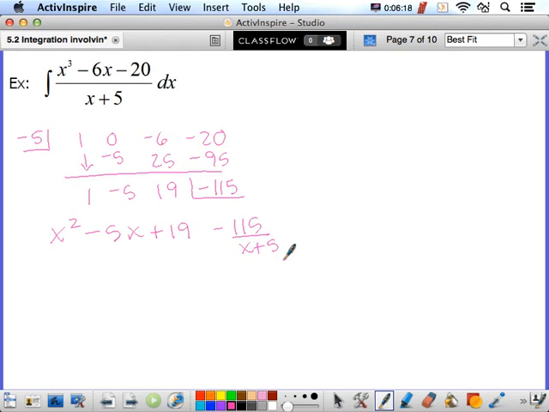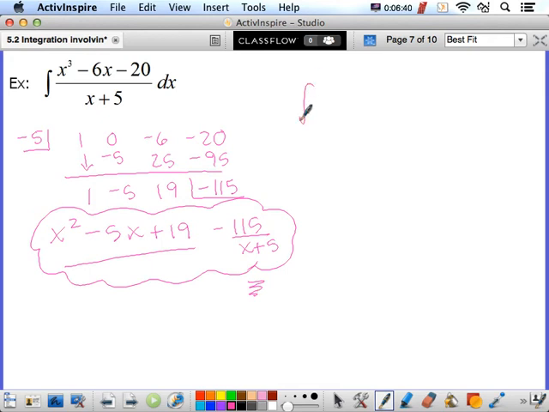Now, this is what you have to integrate. And the best way to do that is to split it into only 2 integrals. Integrate the quotient and then do a separate integral for the remainder part, because that's going to be the only part where you're going to have to worry about any sacrifice. Okay, so we're going to do integral of x squared minus 5x plus 19. And then we're going to subtract the integral of 115 over x plus 5.